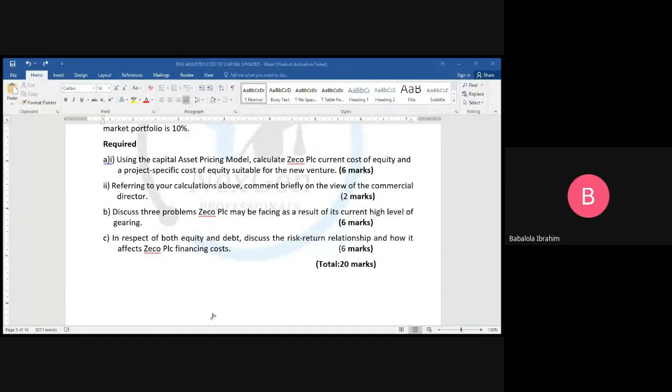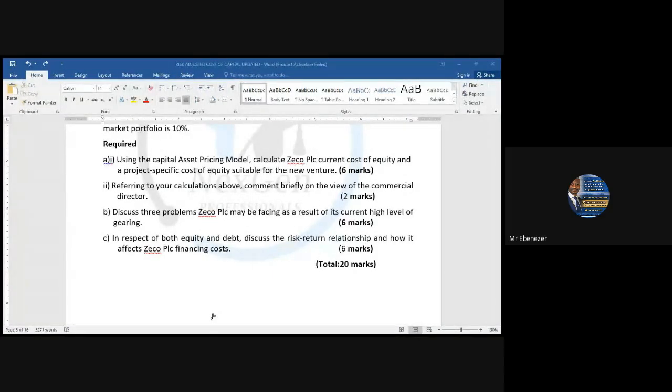Equity, yeah. Debt lower. Is that not so? Now, how does it affect Zeco's financing cost? Meaning that if the company goes with equity in its capital structure, the company's cost of capital, or cost of equity, will increase. While going by debt, the cost of debt will be lower, right? Is that not so?